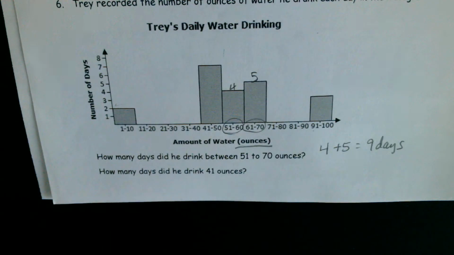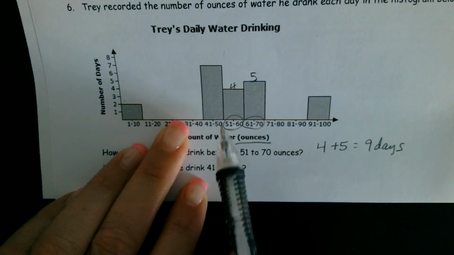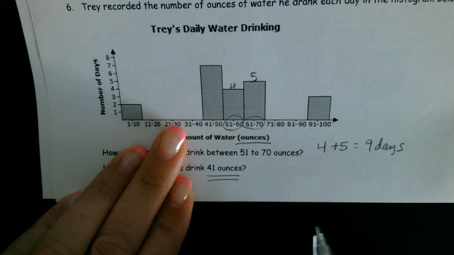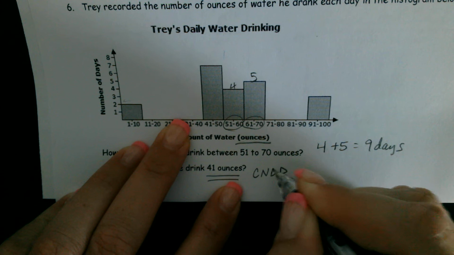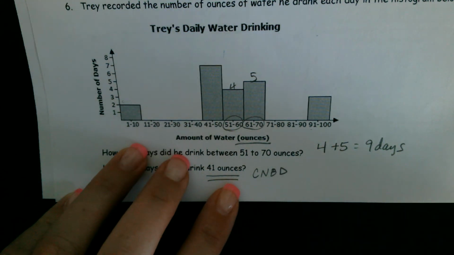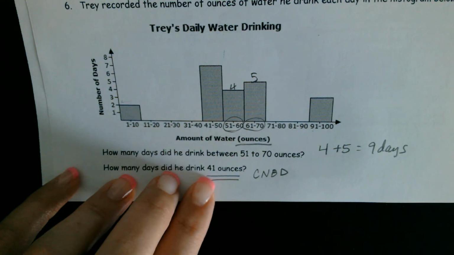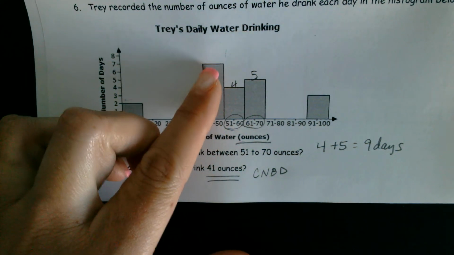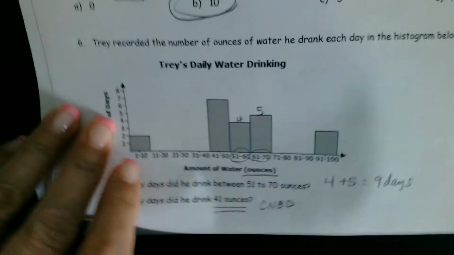How many days did he drink 41 ounces? Well, we don't know how many days. We know how many days he drank between 41 and 50, but we don't know how many days he drank exactly 41. So cannot be determined. We can't tell how many days he drank 41 ounces. We know how many days he drank between 41 and 50, 7. So that question cannot be determined.